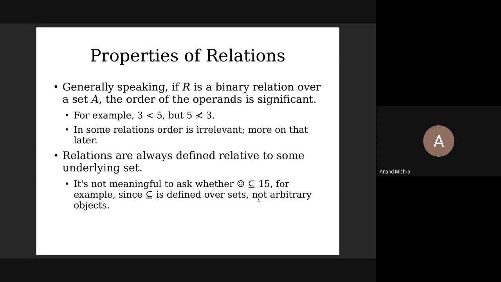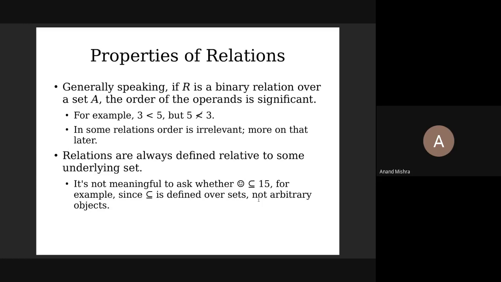So, properties of relations. Generally speaking, if R is a binary relation over a set, the order of the operands is significant. It means this is an ordered concept. It's not always true that you can remove the order and it will be fine.